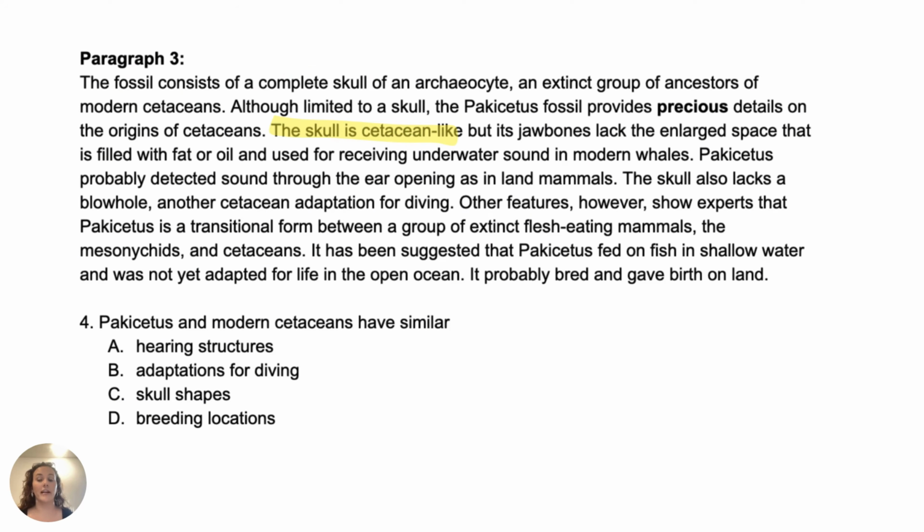Now that we've located our answer, the answer is easy to find in A, B, C, and D. What do you think it is? It is C. If this highlighted phrase sneaks past you, you can depend on the process of elimination because many of these things are specifically mentioned as not similar, like the hearing structures are specifically different. Using the process of elimination, if you don't find the yellow highlighted sentence there, it will take you more time.